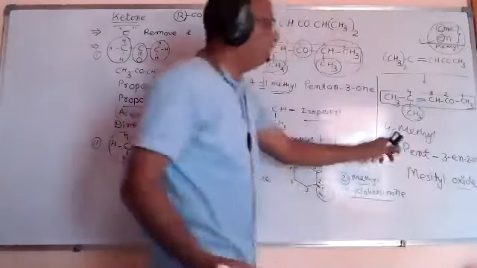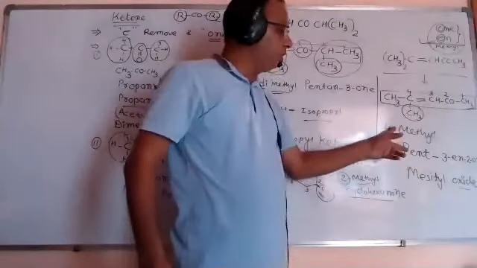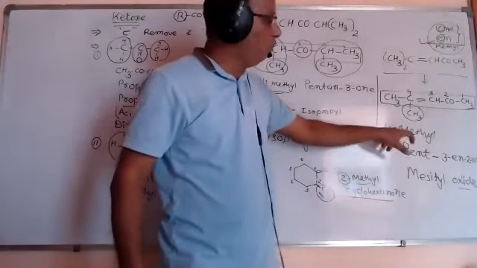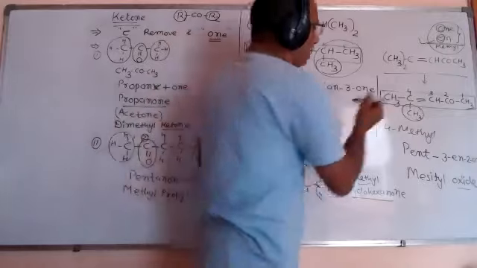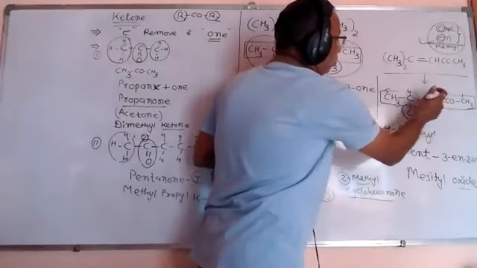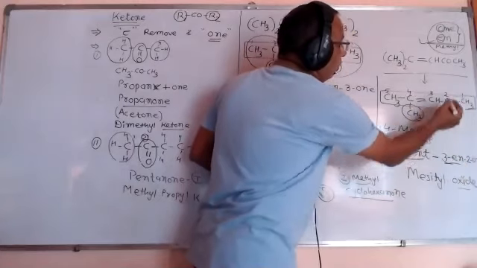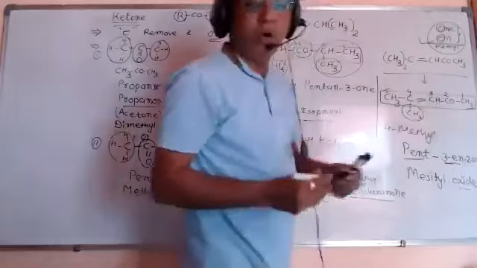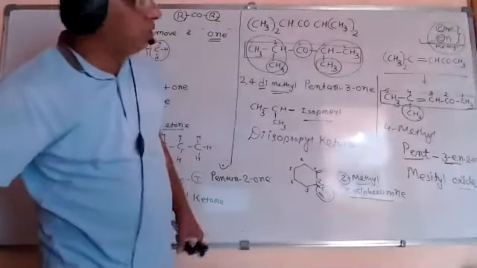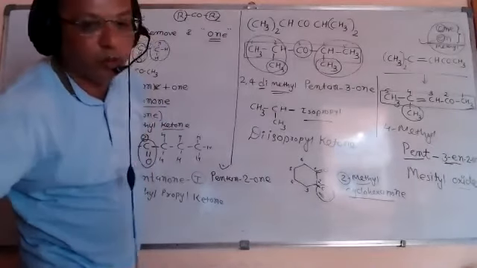So friends, the IUPAC name is important. This is just to be remembered, but this is to be understood. 4-methyl. Pent means 5 carbons. You can see the total number of carbons is 1, 2, 3, 4, 5. That's why it is pent. 3-ene: 1, 2, 3, on third carbon the double bond is present, and 2-one: on second carbon there is CO, the ketone group. So this is called the nomenclature.